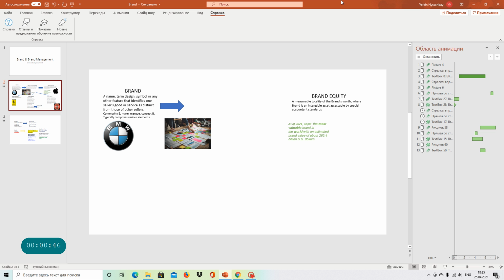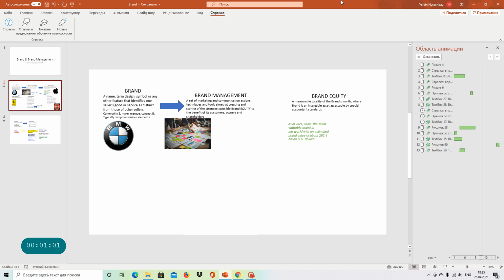That brings us to the topic of brand management. We have to manage our brands, right? And what is brand management? It's a set of marketing and communication actions, techniques, and tools. We want to create and restore the strongest possible brand equity to the benefit of our customers, owners, and shareholders.